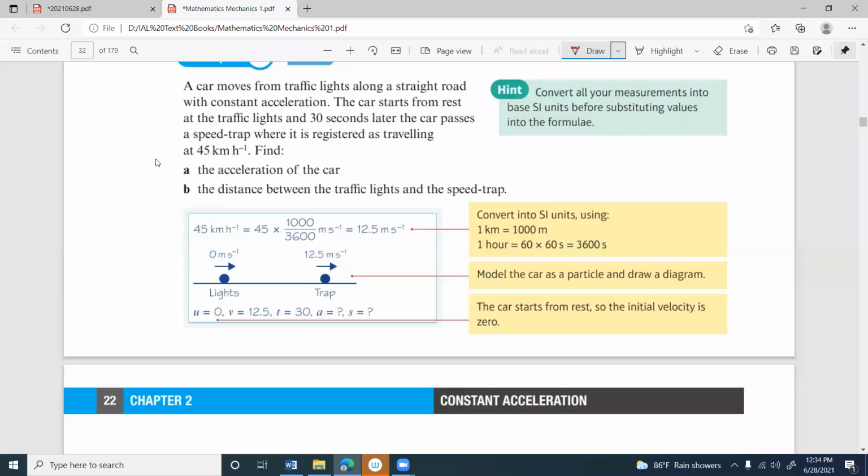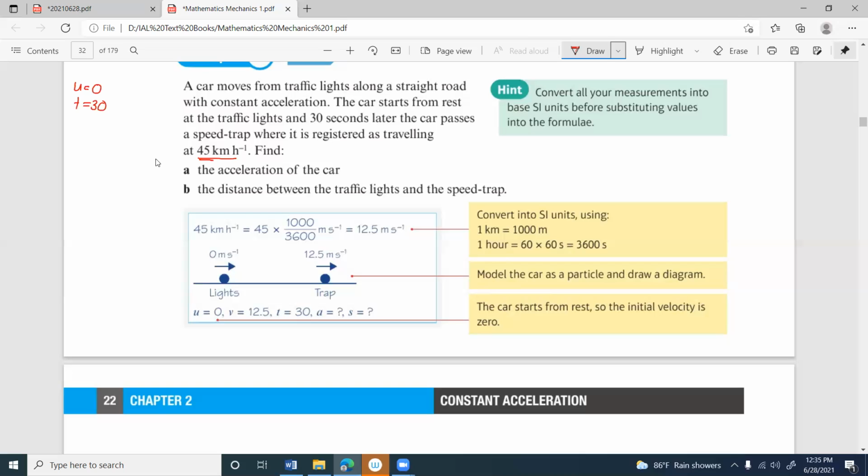Then when you come up to this question today: a car moves from a traffic light along a straight road with constant acceleration. The car starts from rest. That means u equals 0, the initial velocity is 0. Good. Thirty seconds later, the time is 30 seconds, the car passes a speed trap where it is registered as traveling at 45 kilometers per hour.